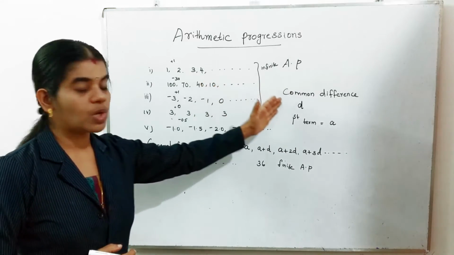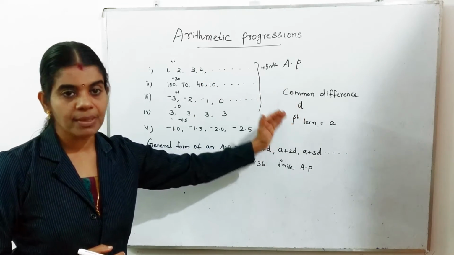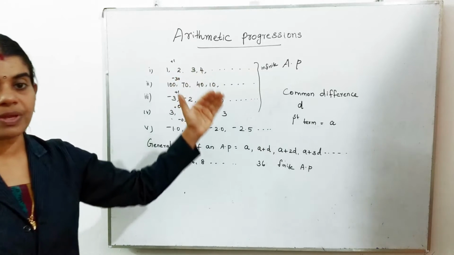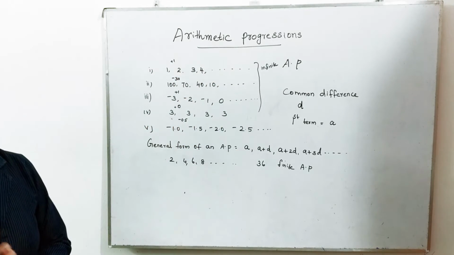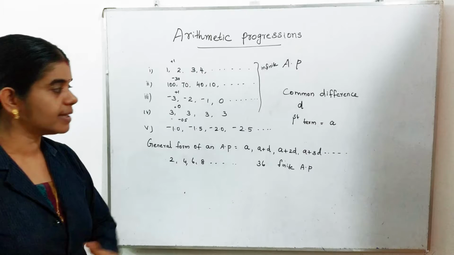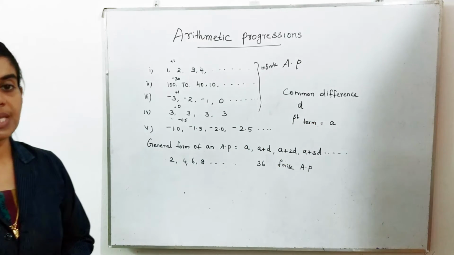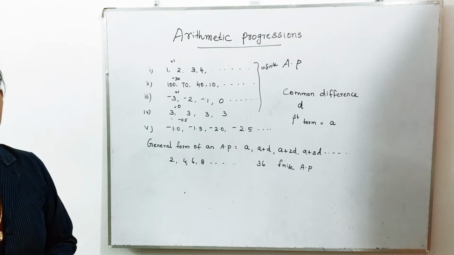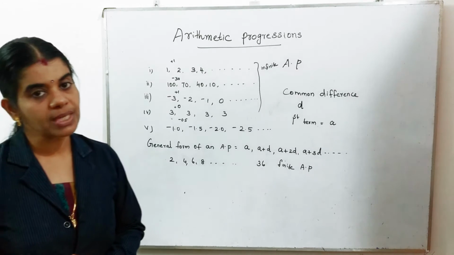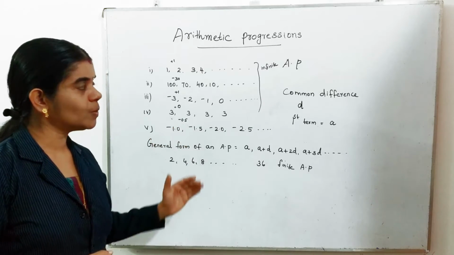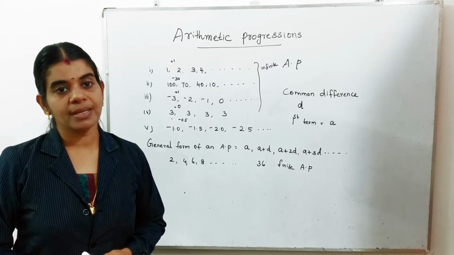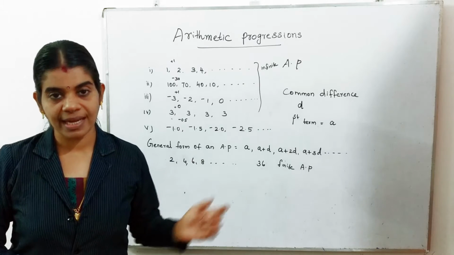This common difference we normally denote by D, and instead of numbers, we say the terms: first term, second term, third term, like that. Normally, the first term we represent by A. If you are using the first term A, we can say A1, A2, A3, etc. AN will be the last term of the AP. Is it clear now? Now we can do some exercise questions related to this.